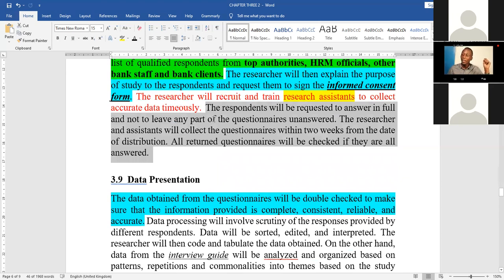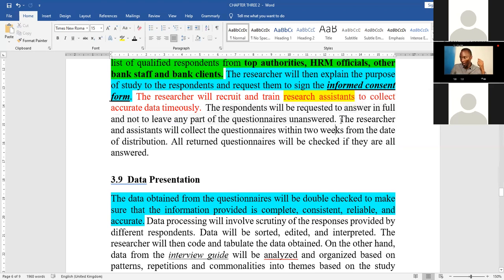So after that, we are seeing that the respondents will be requested to answer in full and not leave any part of the questionnaires unanswered. When you are giving out these questionnaires to people, you have to tell them that they're supposed to fill in all the parts of the questionnaire. Because if they leave some parts not filled in, it's going to affect your data. When you're entering data into a space, it's going to be very difficult for you.